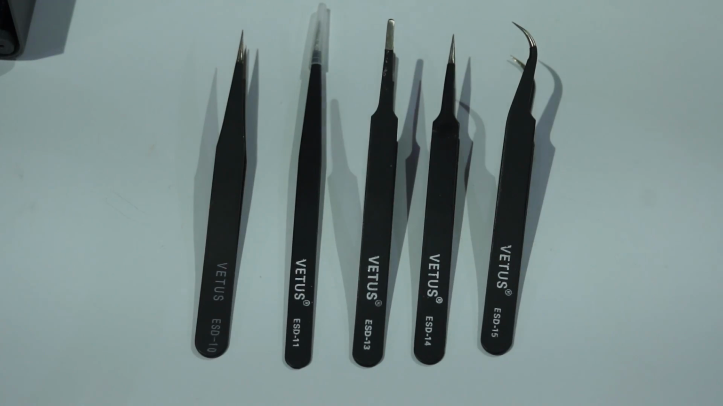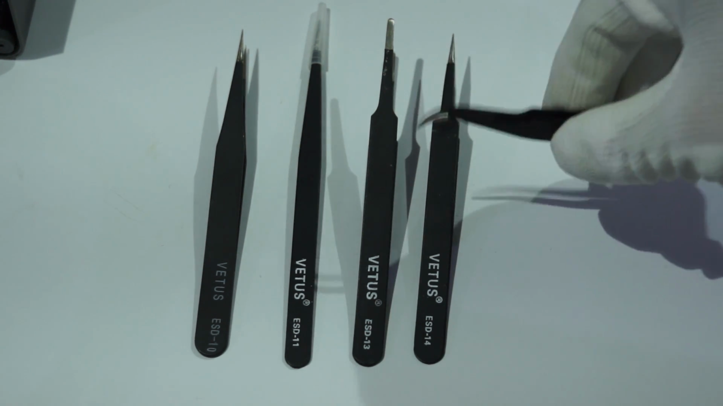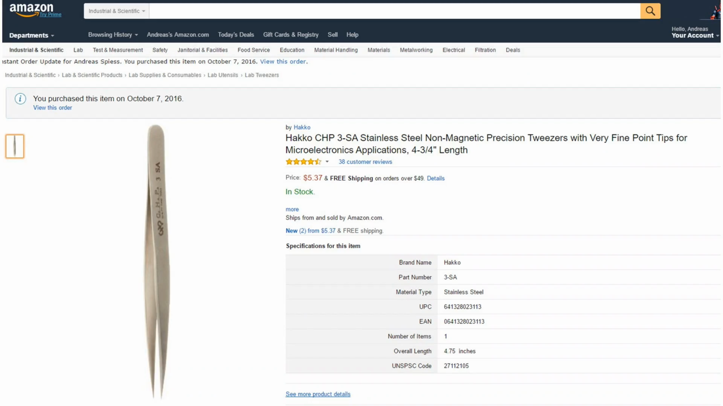The last real tools I want to show to you are tweezers. I bought a cheap set of them, but was never completely happy. Then I heard that Hakko produces a real good pair of tweezers, the Hakko CHP3-SA, and I only can agree. They are much more expensive, but also much better for smaller parts and thin wires.